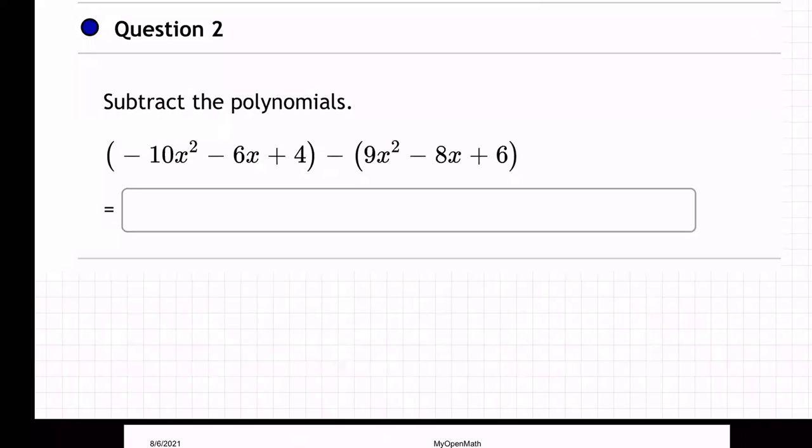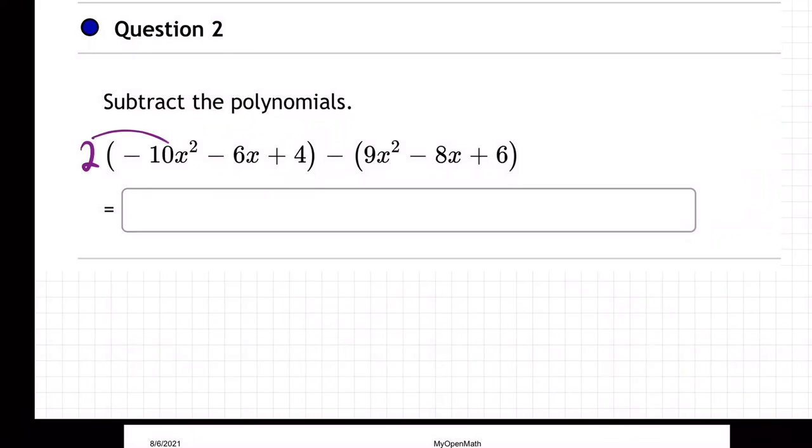Okay, on this question, they want us to subtract the polynomial. So I've got this polynomial, subtract this other polynomial. Now, here's the deal. You guys remember, right? What does it mean if there was a 2, like say in front of that parenthesis, right up against the parenthesis with no symbol in between?